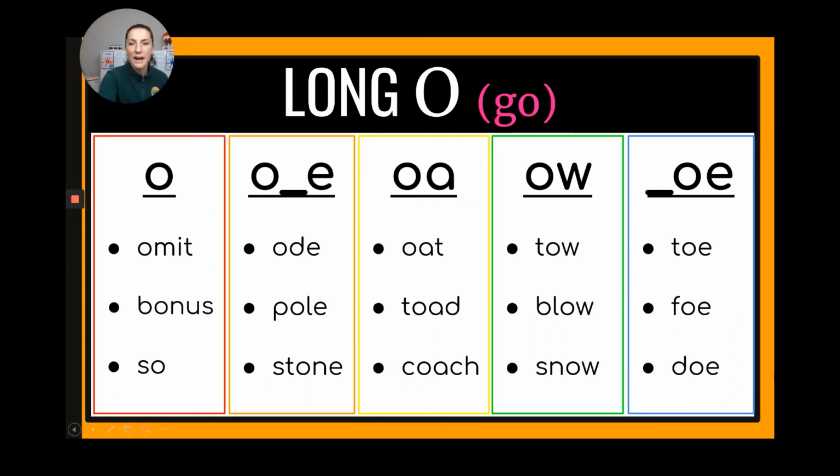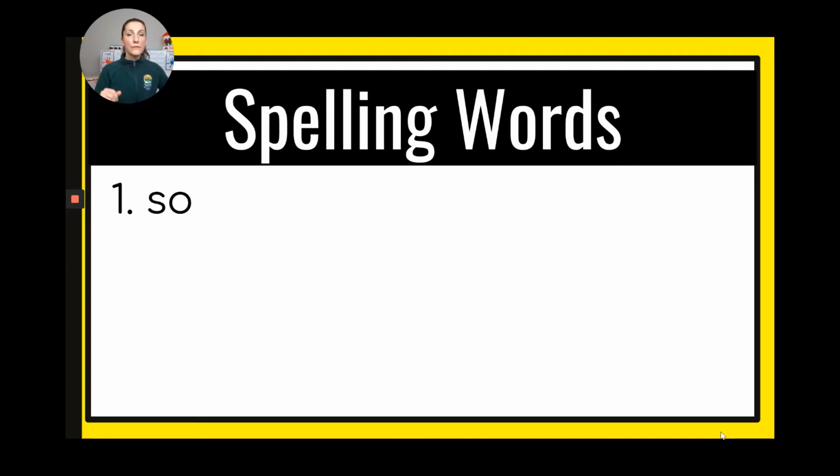All right, so I try to add some words in here like omit and ode and foe and doe, just to give you some new vocabulary while we're doing our phonics. Okay, so the first spelling word is sew. And this sew is not the sew, like to sew with a needle and thread. This sew is more like, I forgot to eat lunch, so I am hungry.